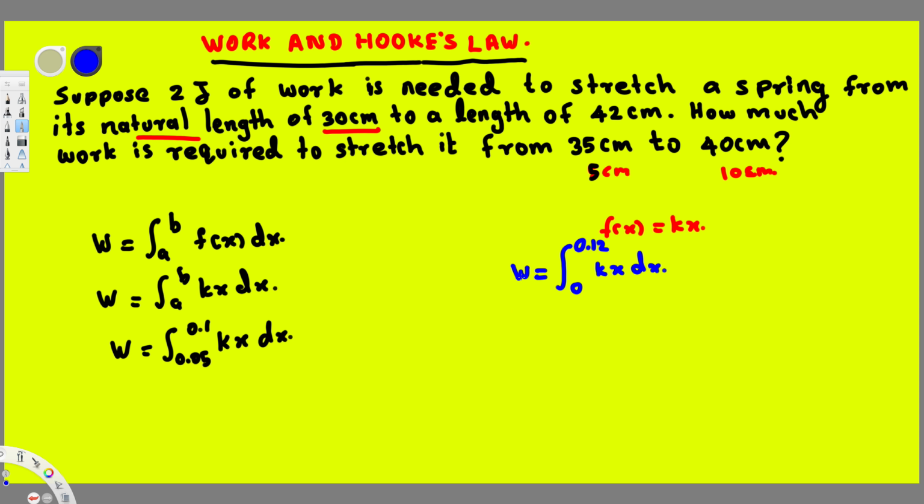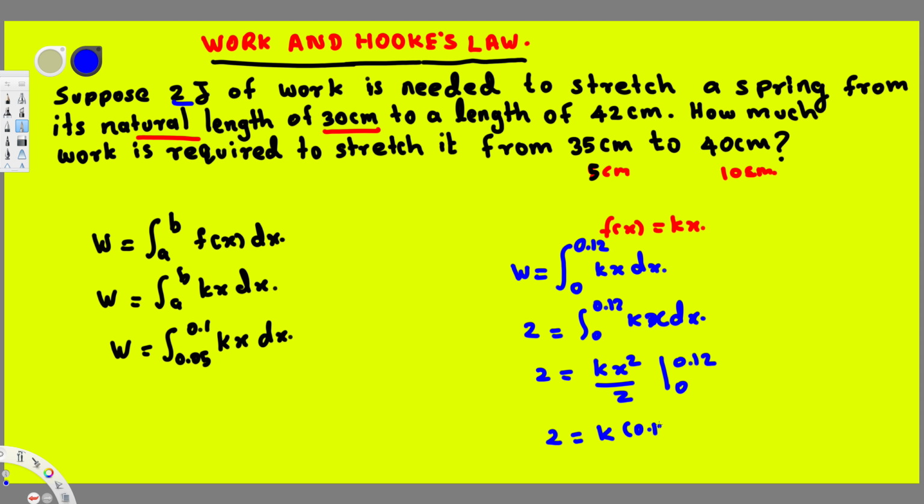Let's plug the values. Work is given, that's 2 joule. 2 is equivalent to the integral from 0 to 0.12 of kx dx. And if we integrate this, this is going to give us kx squared divided by 2, going from 0 to 0.12. Now let's apply the limits of integration. Here we are going to have 2 is equal to k times 0.12 squared over 2 minus, and if you apply 0, everything is going to be 0, so we can just put 0 right here. It's not going to change anything.